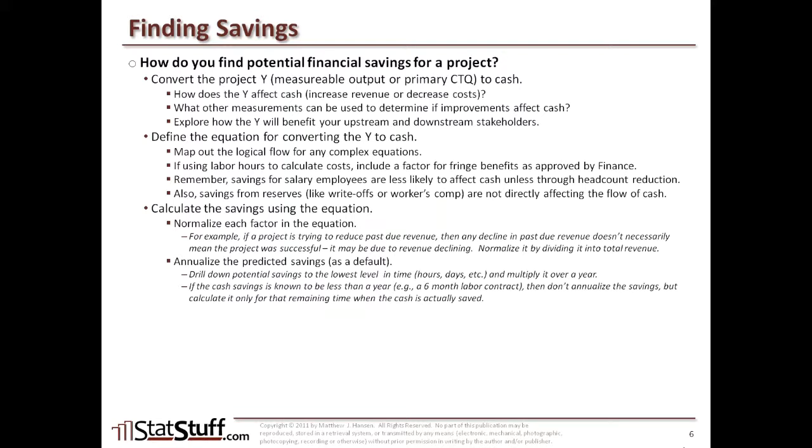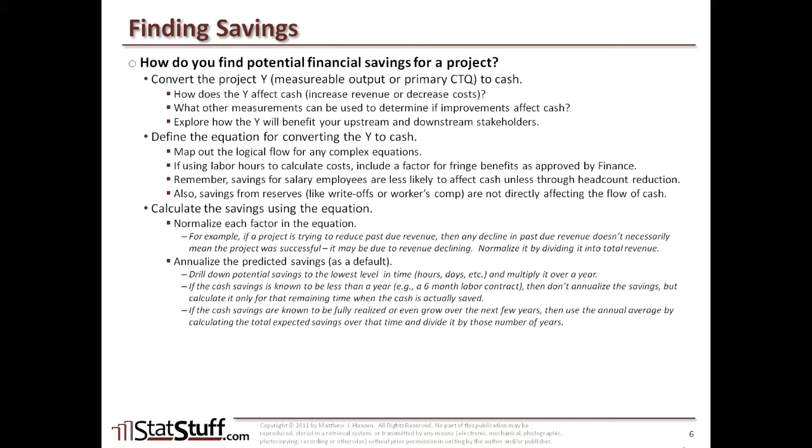Now, if the cash savings happens to be known for a less period of time, in other words, you know that the savings that you're going to expect is only for less than a year, like a 6-month time period, then you're obviously not going to need to annualize it. You'd only account for that actual time that you know the savings will be realized. But conversely, if you know your savings are something that's going to grow over time, or it's going to be realized more extensively over a longer period of time, then you may find yourself needing to use some sort of annual average to account for the additional savings you can expect over multiple years.